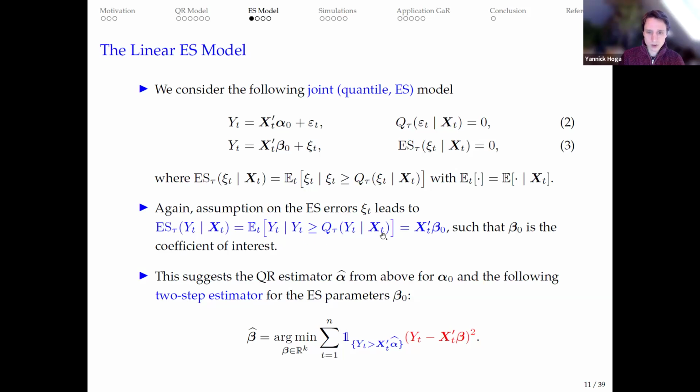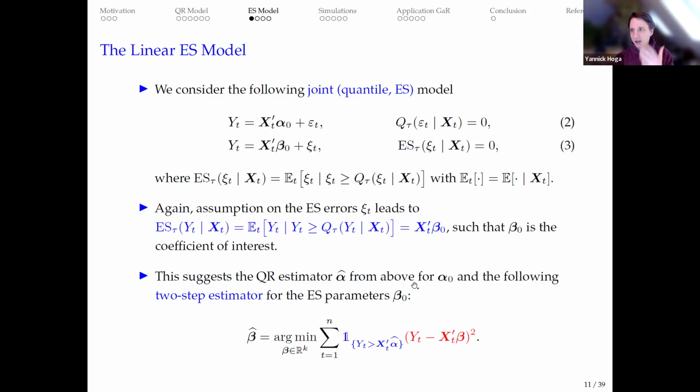So as you can see, the expected shortfall here is actually the mean beyond the tauth quantile. So what our estimator does is it disregards all the observations yt that are smaller than the estimated tauth quantile. This xc prime alpha hat is an estimate of the tauth quantile. And then, because the expected shortfall is a mean, it tells us to minimize the squared errors, which is like you would do in a mean regression. But now that mean regression is restricted to those observations that have a VaR exceedance, a quantile exceedance.